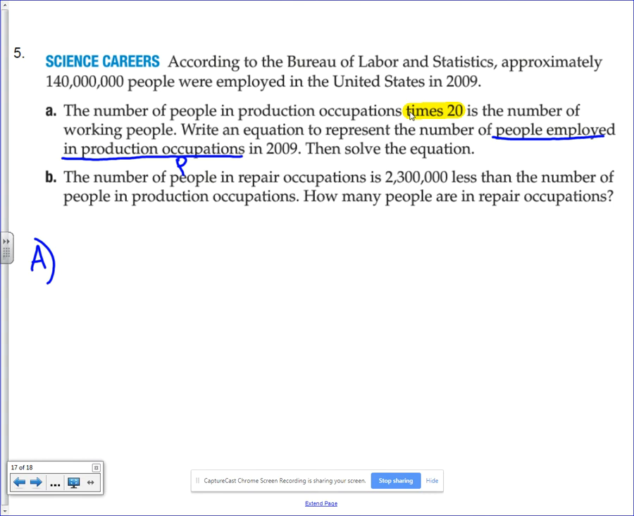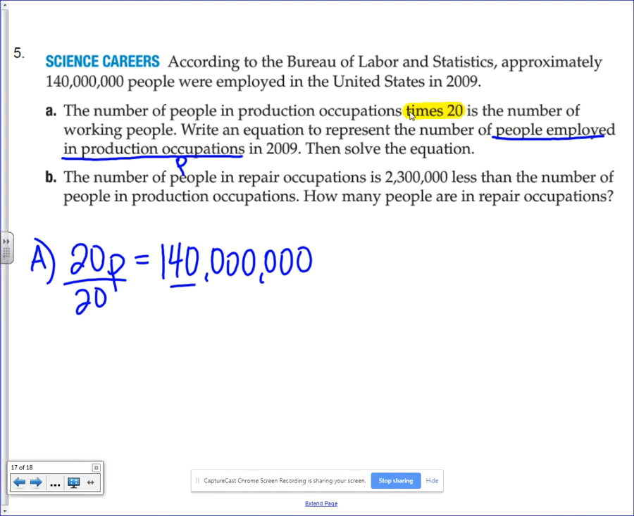Okay, let's go back and reread that sentence. It says, the number of people in production occupations is 20 times the number of working people. So if I take my production occupations and multiply it by 20, that should tell me how many working people there are. Looks something like that. Now I need to solve that. So in order to isolate, we'll divide by 20. And I get there are 7 million people in the production occupations.